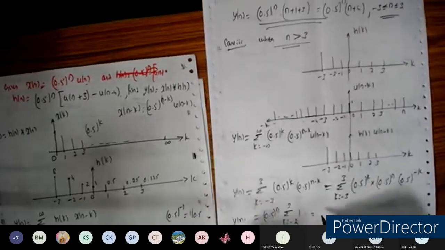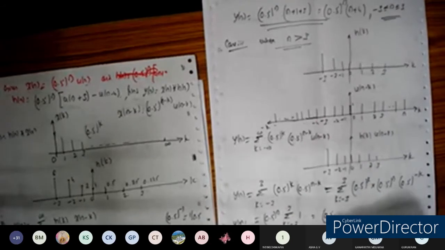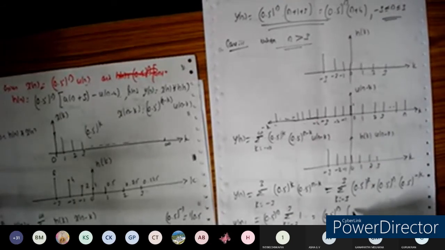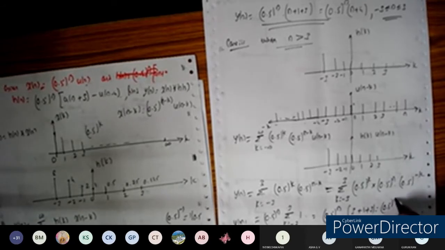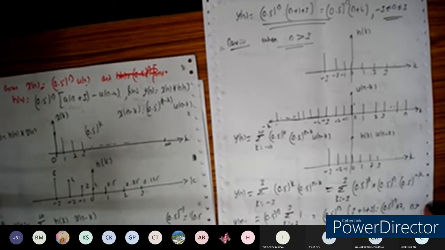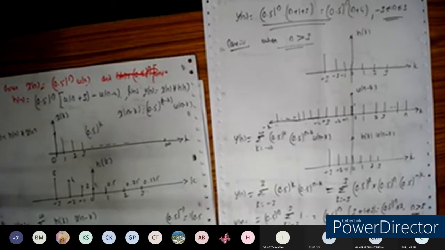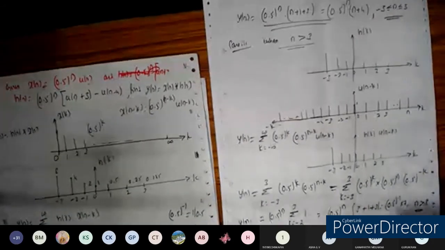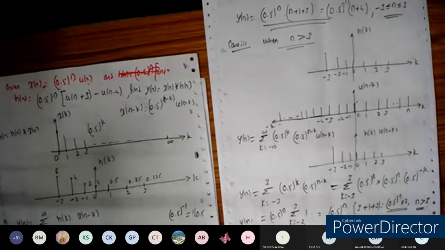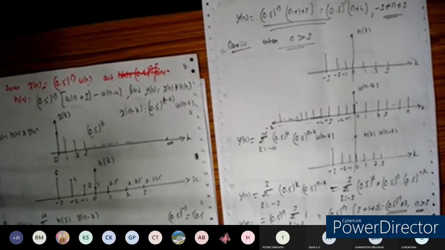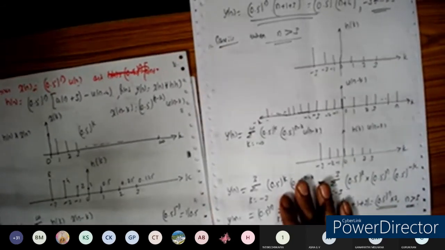So now this will become 0.5 to the power of n into 7. So this is for the value of n greater than 3. Then let us summarize the values here.